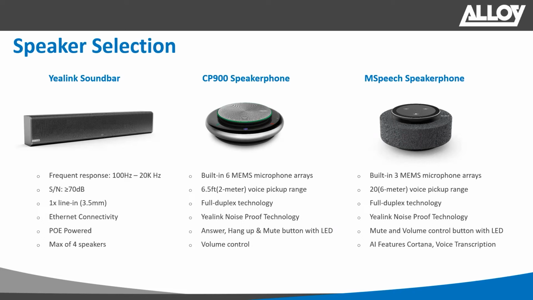Now moving back to the Yealink soundbar. The soundbar is really your only solution when it comes to medium to larger room devices. The great thing about the Yealink soundbars is they are all Ethernet connected. They do have a 3.5mm line in as well. So if you are only using a single speaker and a single camera, and it's easier for you to run a 3.5mm cable, that's fine, we can do that as well.